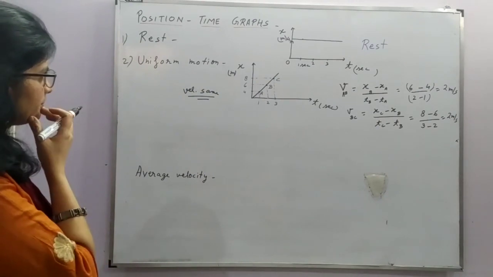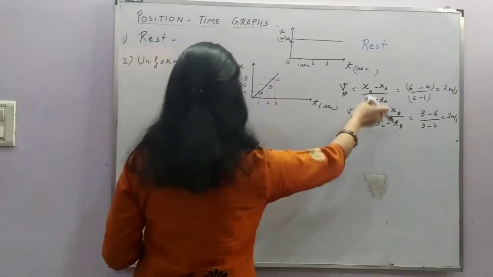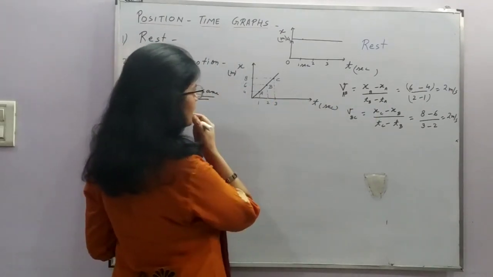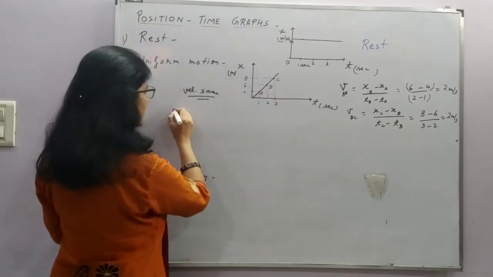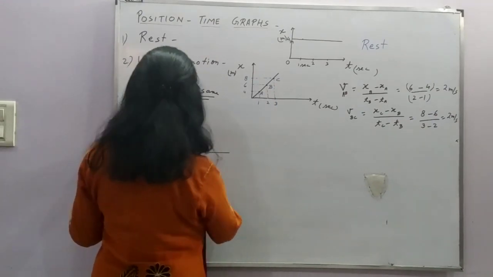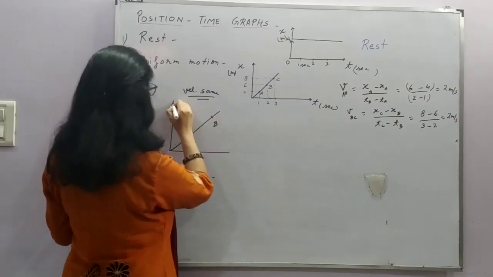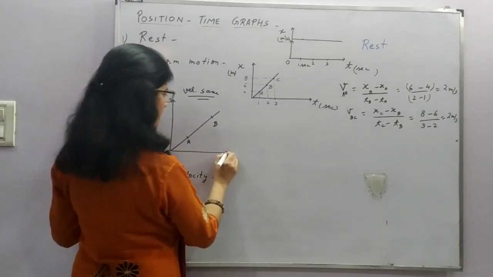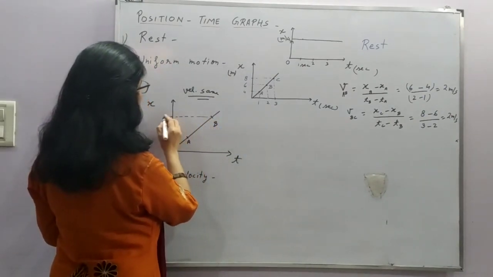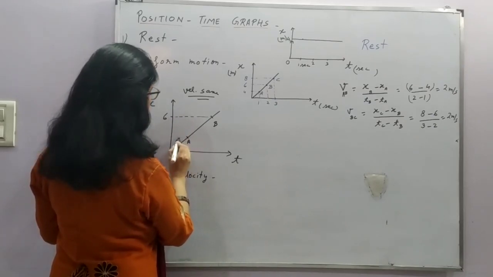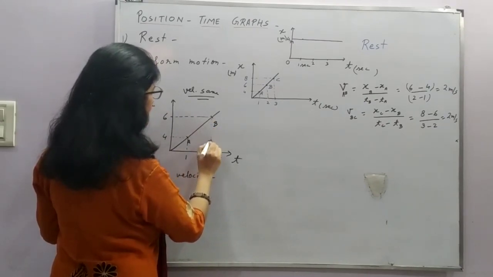So these are the 2 cases which we have already studied. Now let's consider what whatever we are calculating here actually means. If we take these 2 points A and B, let's enlarge this diagram like this. These are the 2 points A and B. This is the position x and this is the time. At B, how much is the position? 6. At A, how much is the position? 4. And at A the time is 1 and at B it is 2.